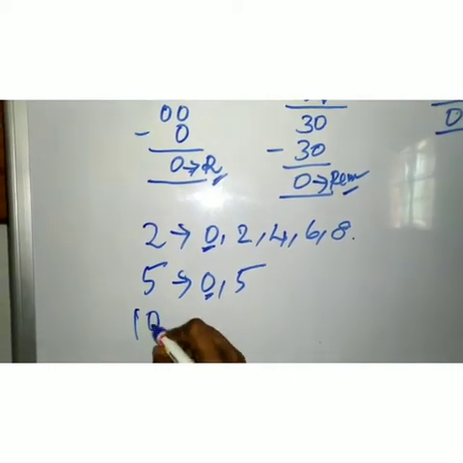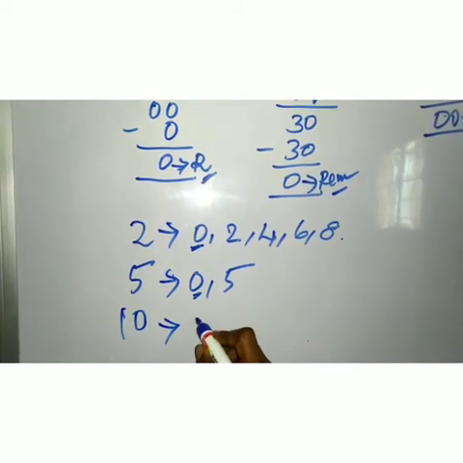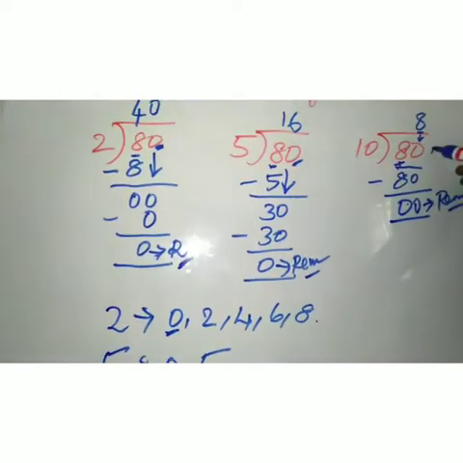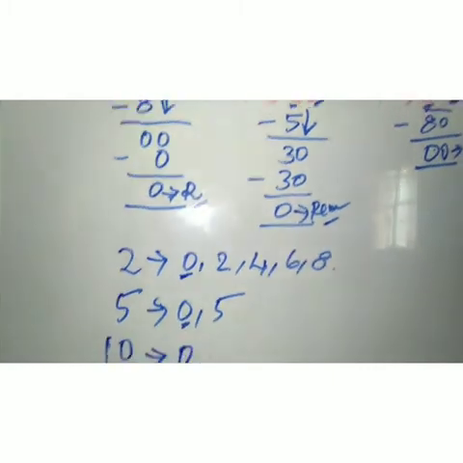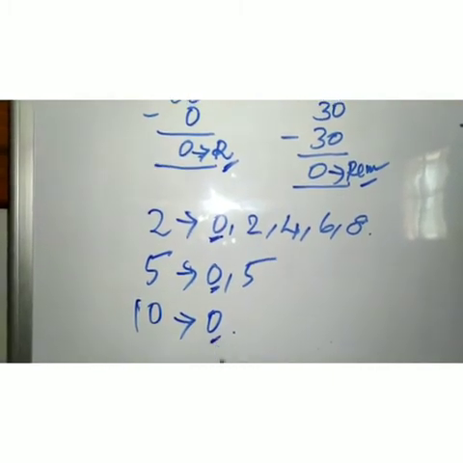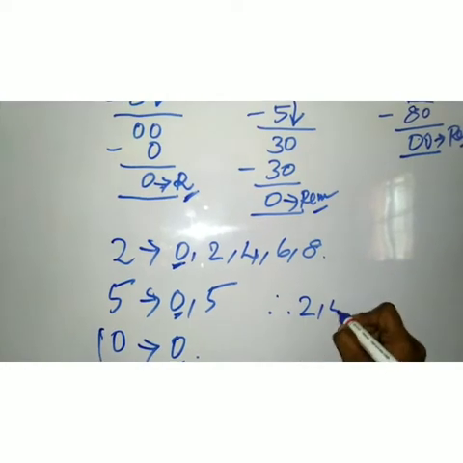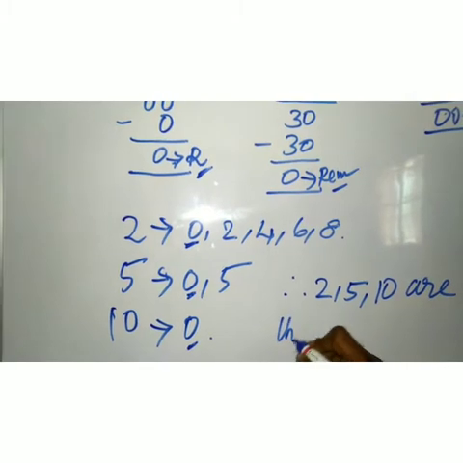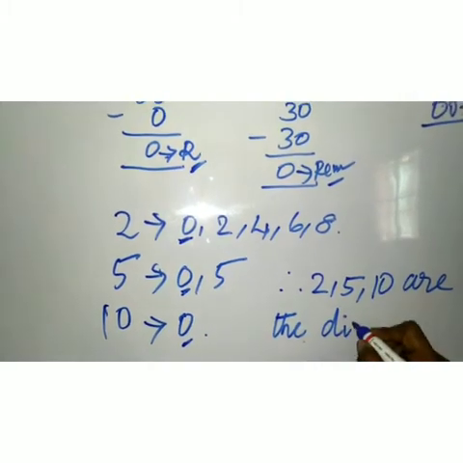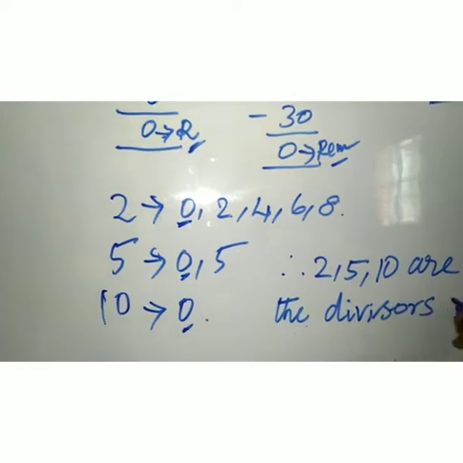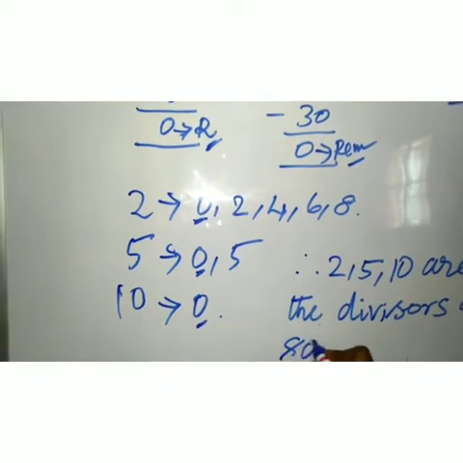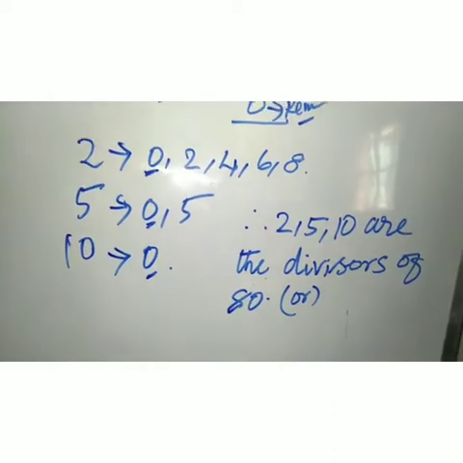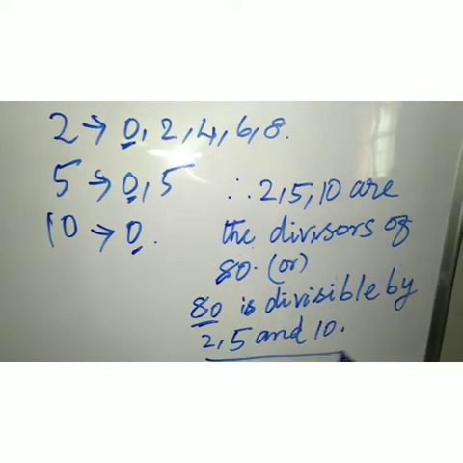Now consider 10. If the value ends with 0, then the particular number is divisible by 10. Are you clear? Therefore, 2, 5 and 10 are the divisors of 80. Or you can write it as 80 is divisible by 2, 5 and 10. Hope you all are clear with the rules of 2, 5 and 10.